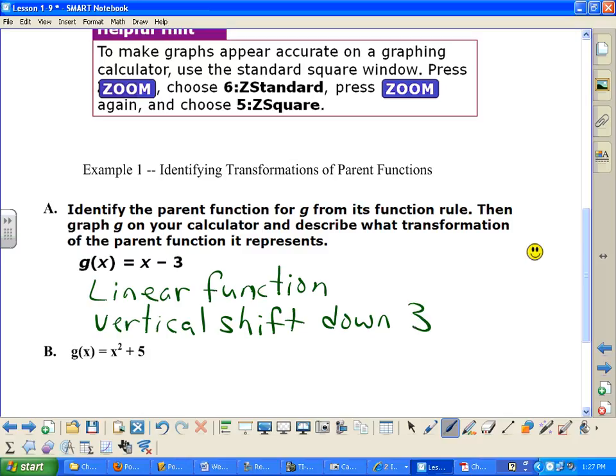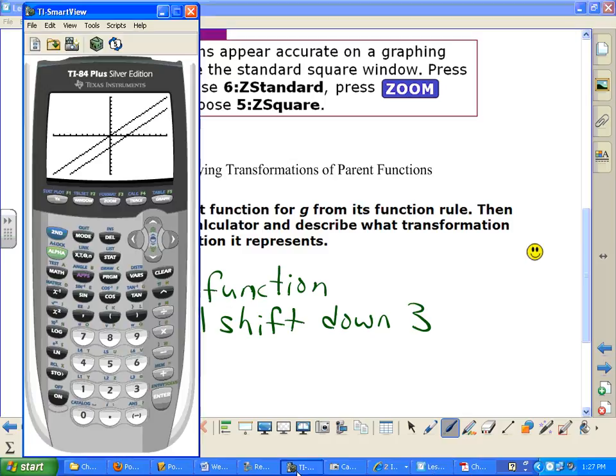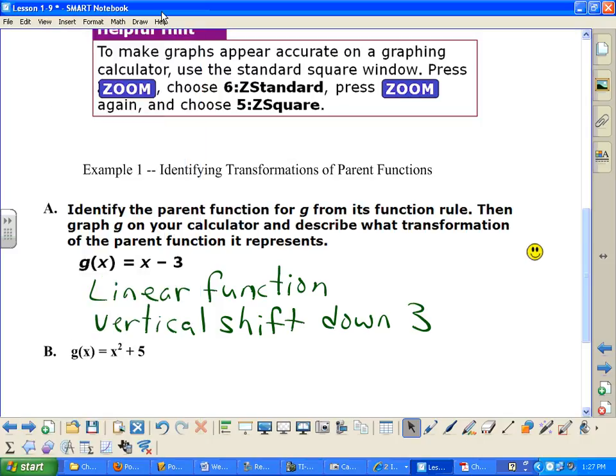Did anybody think it might be to the right 3? In this case, actually, you could have said either one and would have been correct as far as this parent function. But because the 3 is out here, I would have said it's down 3. Okay, just like that. All right, letter B.